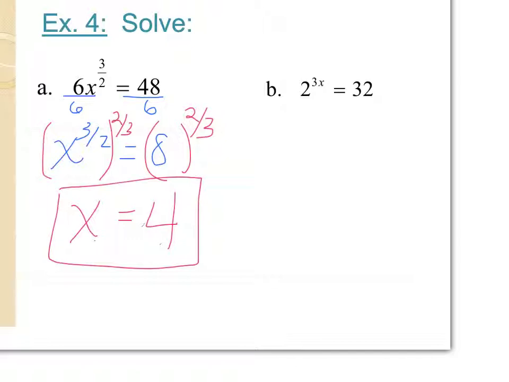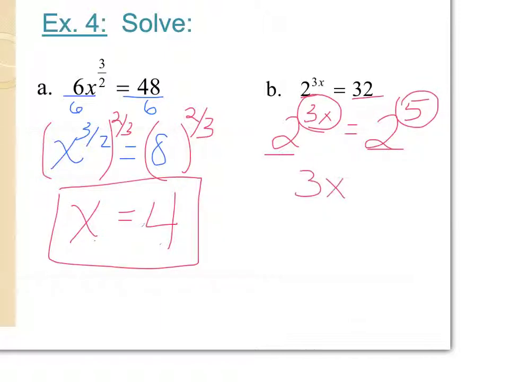On example B, the x value is inside the power, so we need to have the same bases. And then I can set the powers equal to each other. So you're going to keep the 2 to the 3x, and 32 is 2 to the what? It's 2 to the 5th power. Once your bases are the same, then you can just set your powers equal to each other. So you'll come down and say 3x equals 5, divide by 3, and x is 5/3. And then you're done.